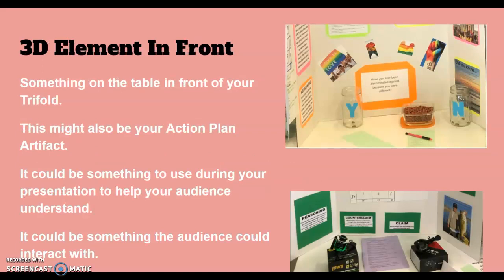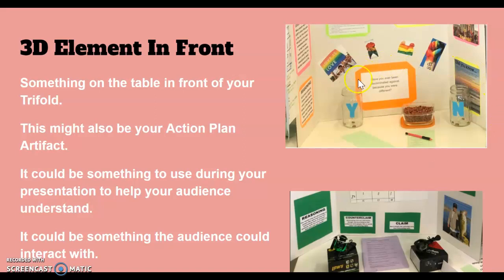Your 3D element in front. Now you might already have something 3D in front because that's what your action plan artifact is for you. Not everyone has that, or maybe you want to add an extra one, but something should be on the table in front of your trifold. Like I said, it could be your action plan artifact. It could be something you use in your presentation to help your audience understand. It could be something the audience can interact with.